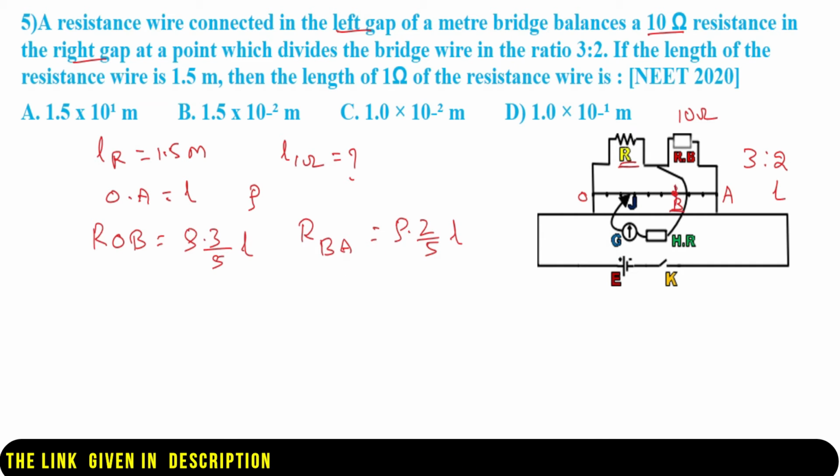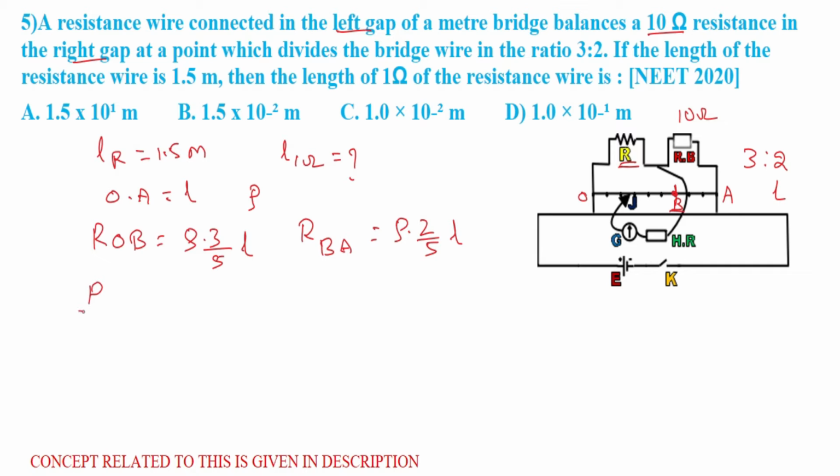And B is the balancing point. Now let us apply the Wheatstone bridge condition. What is the Wheatstone bridge condition? P by Q is equal to R by S. Okay, this is the Wheatstone bridge condition. Now if I apply this condition, P is resistance of this. Okay, that is what you are supposed to calculate. Let me take it as RL. Q is resistance of OB, which is nothing but ROB. R is resistance connected in the right gap, that is 10 ohm. S is resistance of this part AB, which I took as RBA.